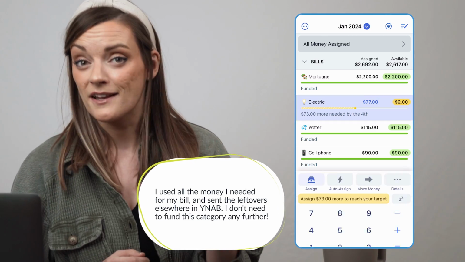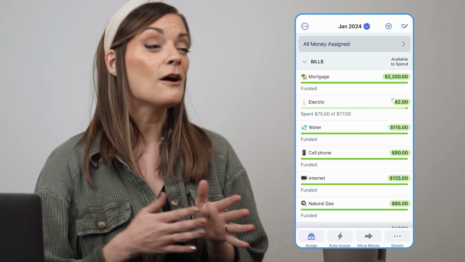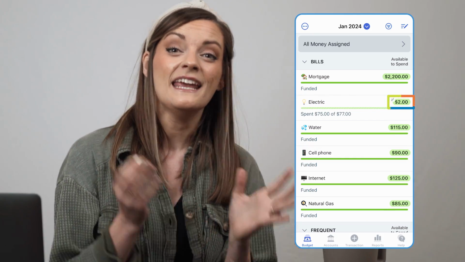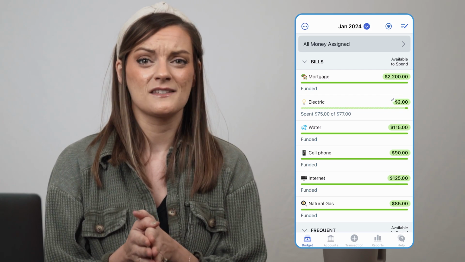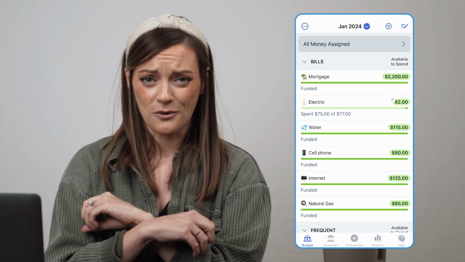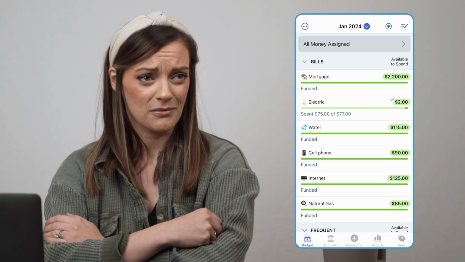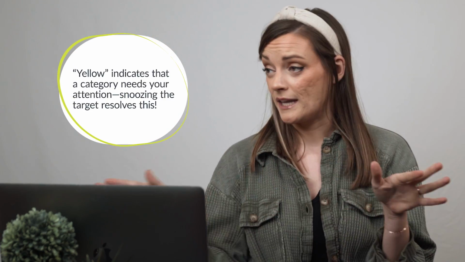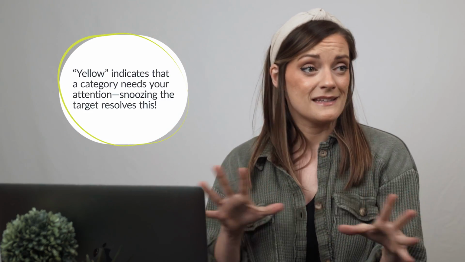But snooze my electric bill target for the rest of the month, and now we can see the yellow underfunded indicator has turned green again, and we don't have that funding message telling us to add more money to the category to meet our target for the month. I already did. Have you been watching? Usually when I see a yellow category, I like to go check it out, see what's going on over there that might need some tending to.